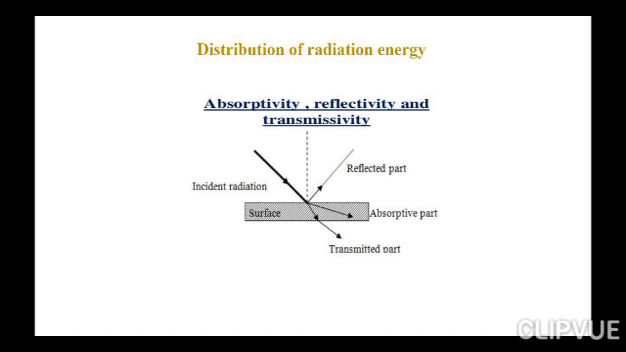The term Qa by Qi is called absorptivity. It is defined as the ratio of radiation heat absorbed by the body to the total radiation heat received by the body. The term Qr by Qi is called reflectivity. It is also defined as the ratio of radiation heat reflected by the body to the total radiation heat received by the body. The term Qt by Qi is called transmittivity. It is also defined as the ratio of radiation heat transmitted by the body to the total radiation heat received by the body.